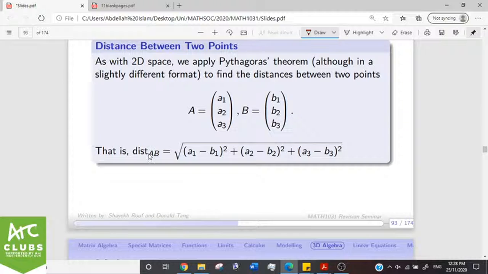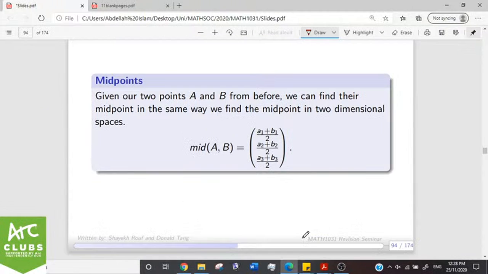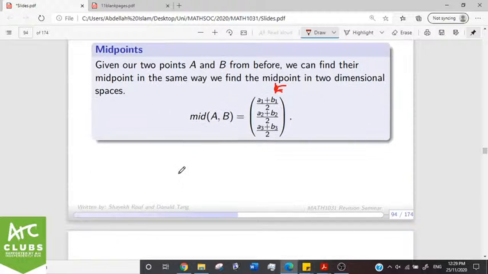We can find distances, so the distance still works the same as it would do in 2D. So you just find first term minus second term squared, plus first term minus first term squared, plus second term minus second term squared, plus third term minus third term squared, and you take the square root, of course. So it's technically like Pythagoras' theorem, but for 3D. You can find midpoints of points. So you just take the coordinates and you divide by 2. That's it. Pretty simple.